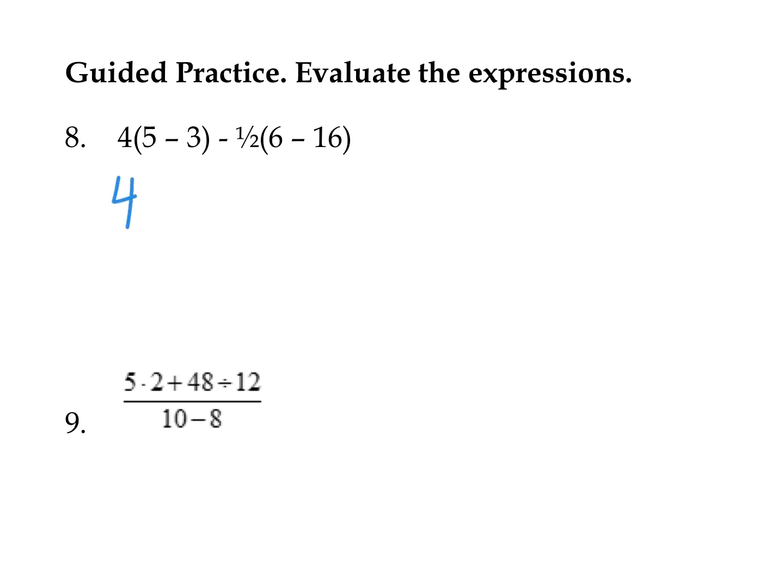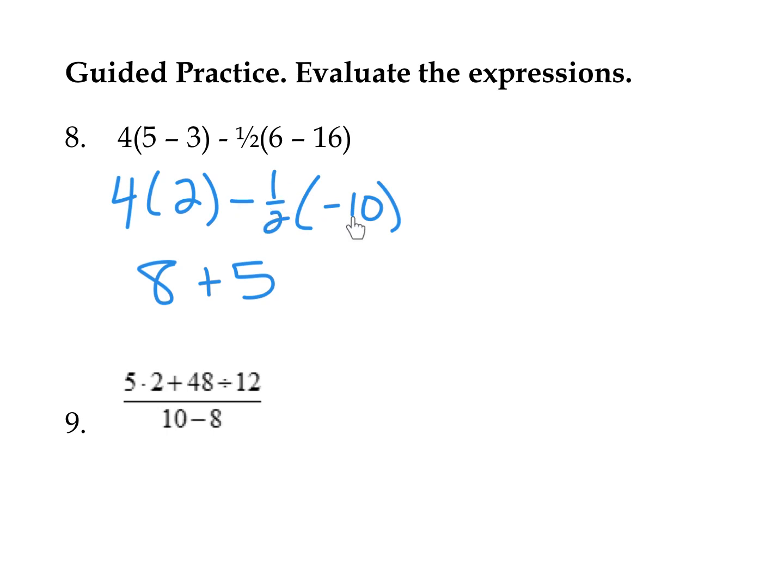So we're going to have 4, and then 5 minus 3, because that's in parentheses, and then minus 1/2. 6 minus 16 is negative 10. That's going to give us 8, and we have a negative times a negative, so plus 5. 1/2 times 10 is 5. Negative 1/2 times negative 10, and a negative times a negative is plus 5, so we're going to get a final answer of 13.